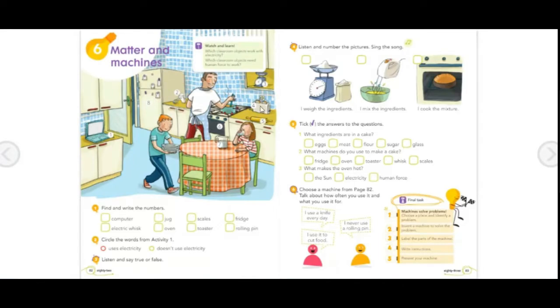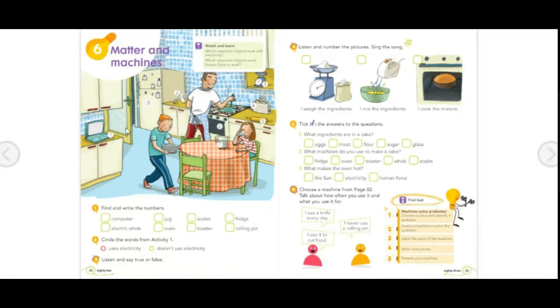Number 3, the toaster. Toaster is number 4. You have to think if the toaster has metal parts. Jug, if the jug has metal parts. The next one, the computer. If the computer has metal parts. Think a little bit, because sometimes the computer outside has plastic parts, but inside you can find metal parts. Think a little bit.